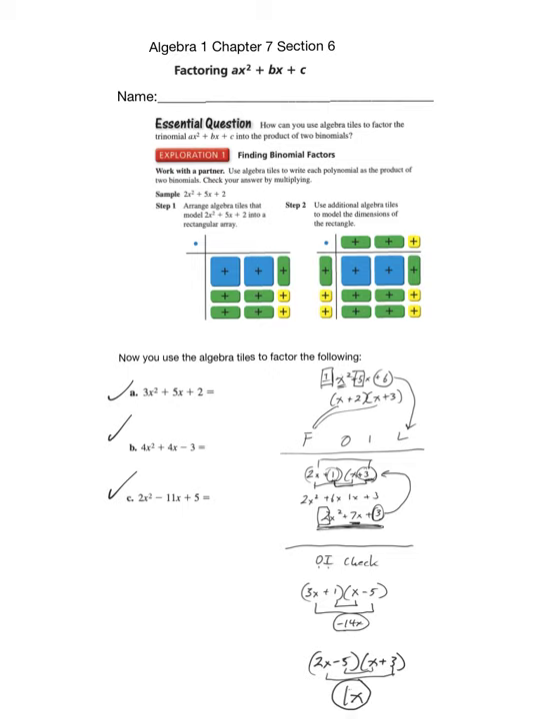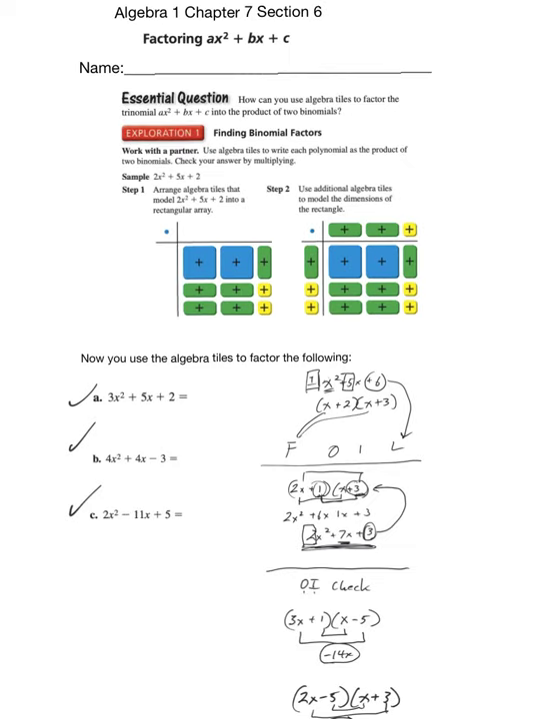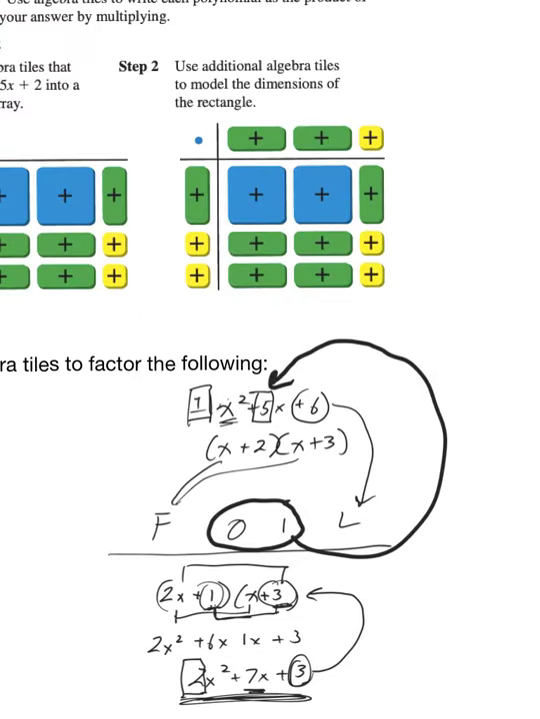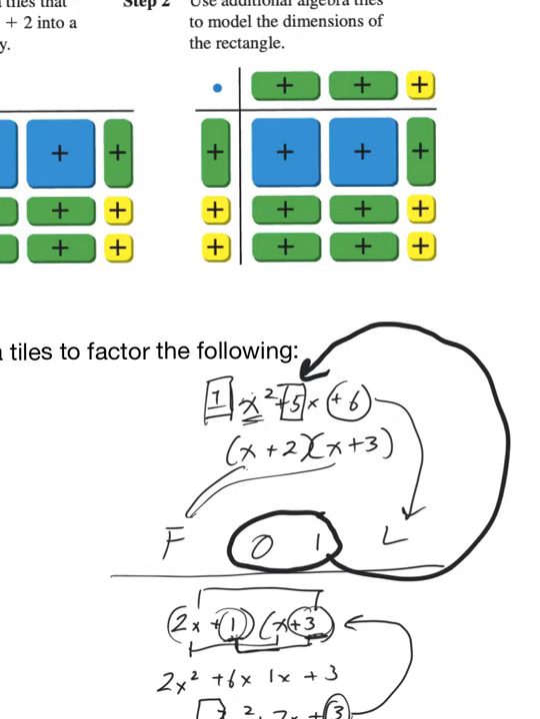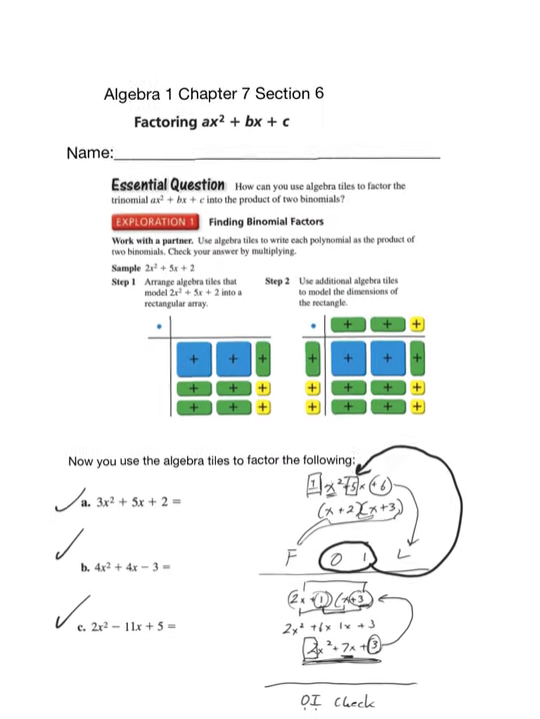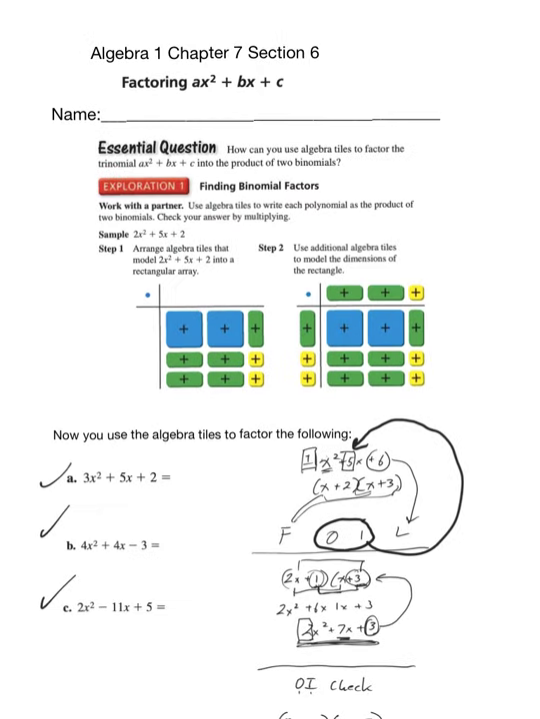So anyway, now that we know how to do the OI check, and again, the OI check refers to the FOIL. The OI check is the O and the I of FOIL. And the O and the I of the FOIL, if you remember, is what gives us the middle term, the 5x. So you can even do the OI check here. The OI check here is 3x and 2x for 5x. Interesting, right? If you do the OI check, you should get the middle term. Okie dokie. Let's go ahead to the first example and see how we do.